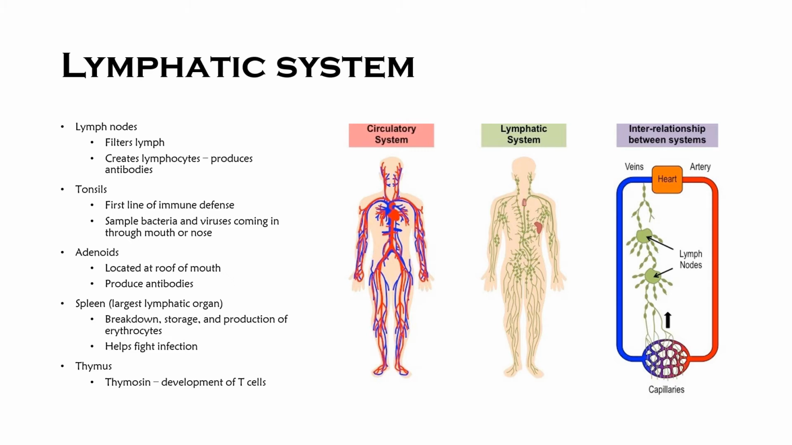And then your thymus, right, which is also part of your endocrine system, produces thymosin, which is important in the development of T cells. So you'll notice that the lymphatic system is highly associated with, for instance, your circulatory system and your endocrine system.